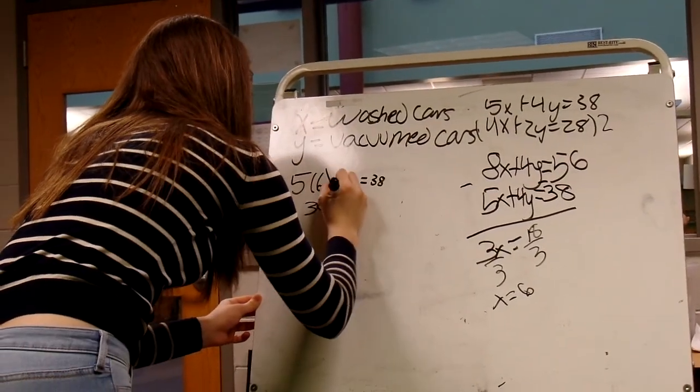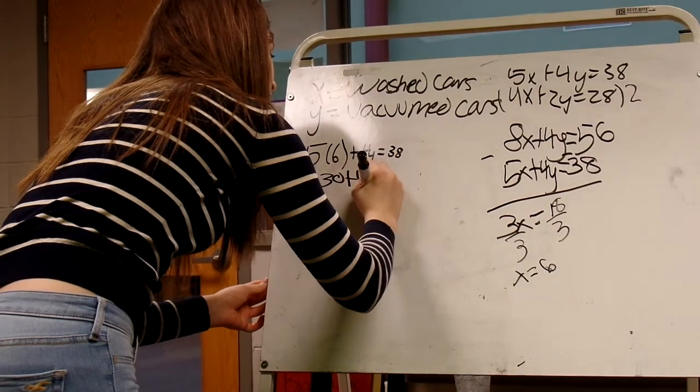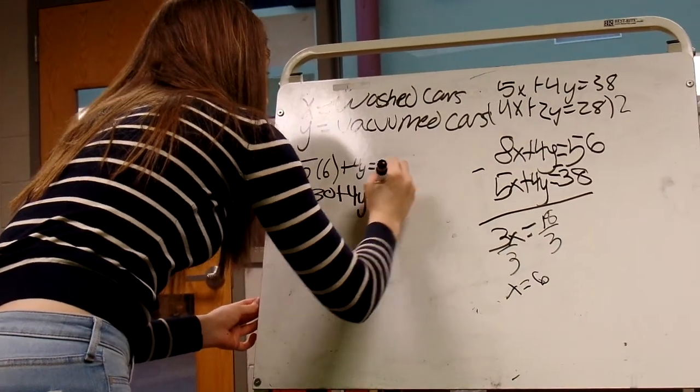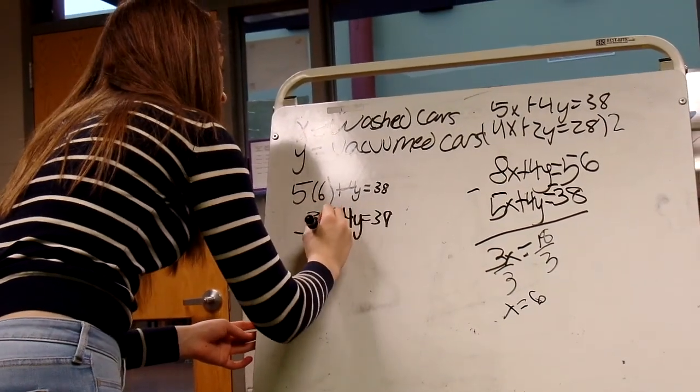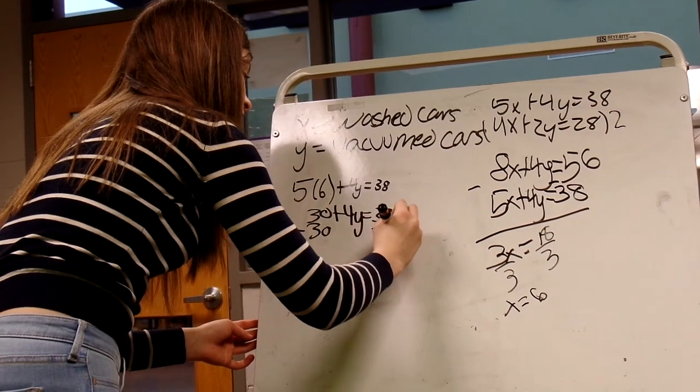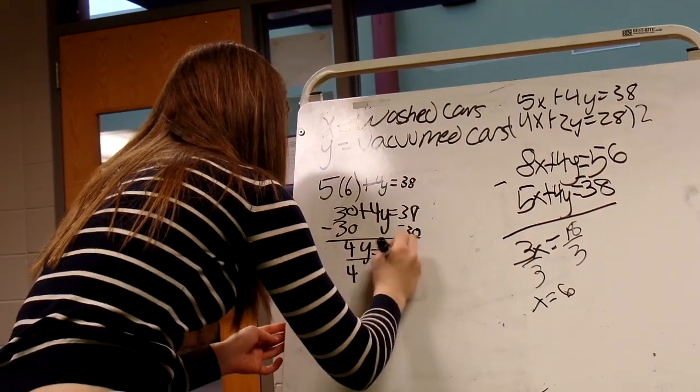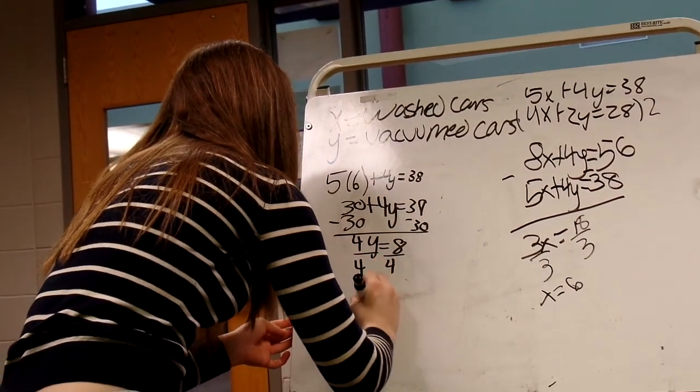30 plus 4y equals 38. Then we want to subtract 30 on both sides, because what you do on one side you do to the other. You divide by 4 on both sides and you get y equals 2.